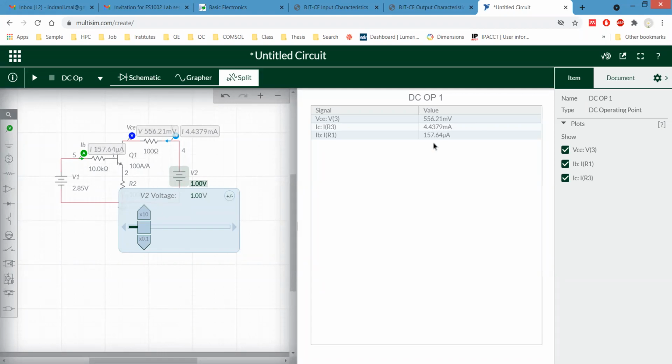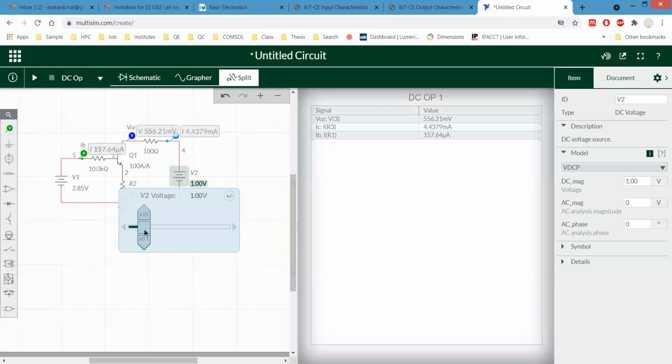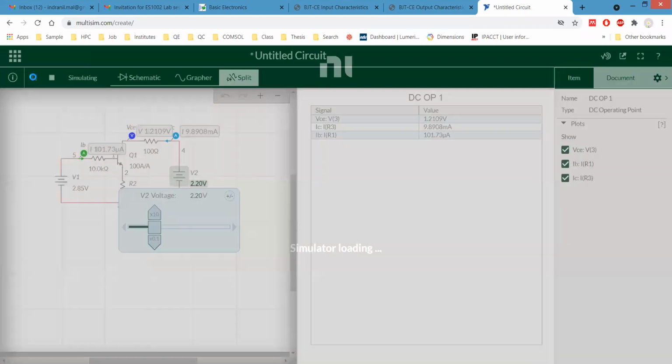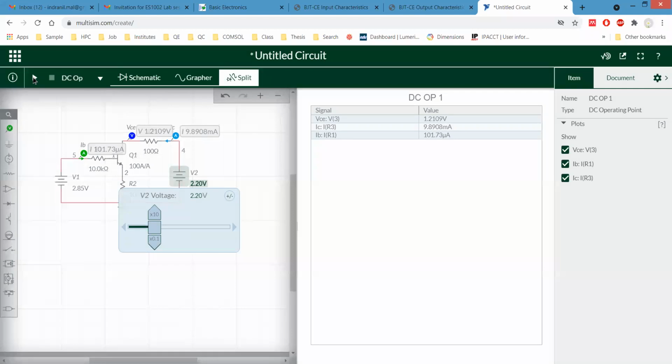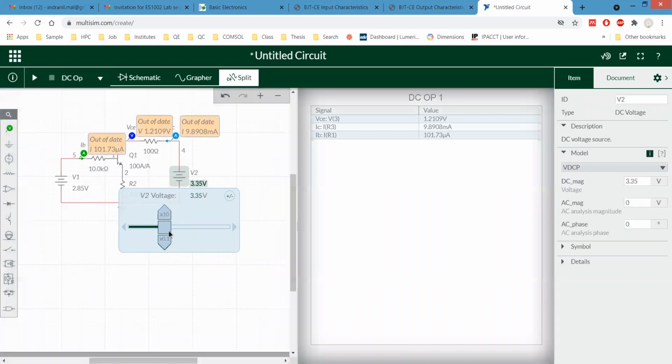Please note down this setup data. 0.55 and the current is 4.437. Noted? Noted. Okay, good. Now let's change the voltage to some sort of 2 volt. The voltage is 1.21 and the current is 9.890. Noted. Good.